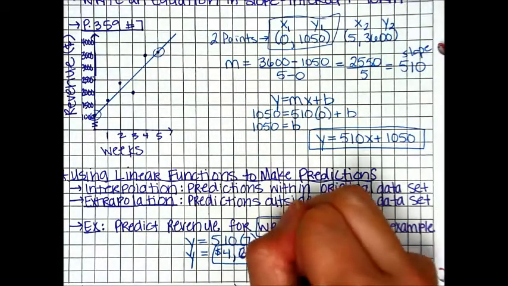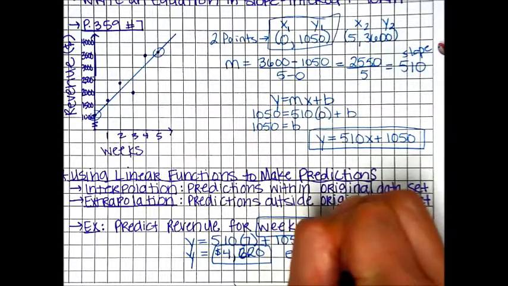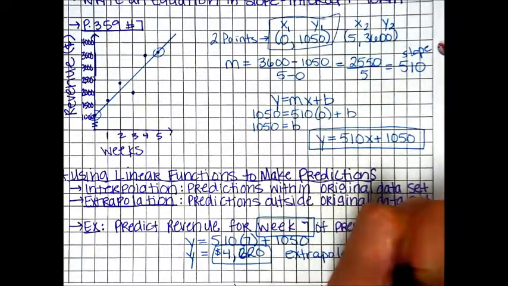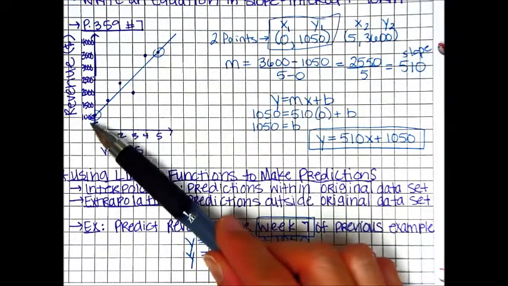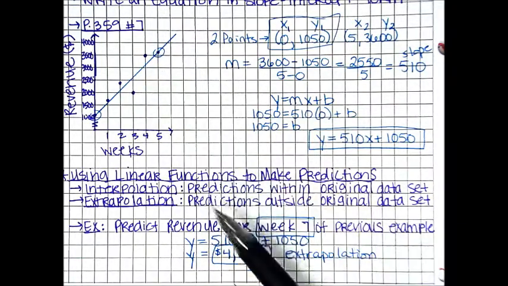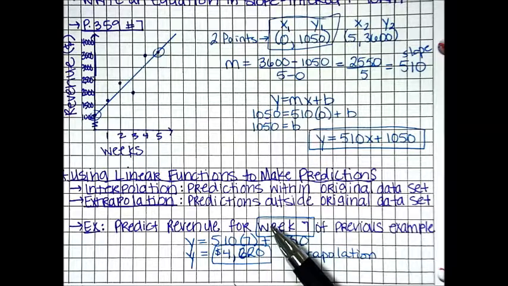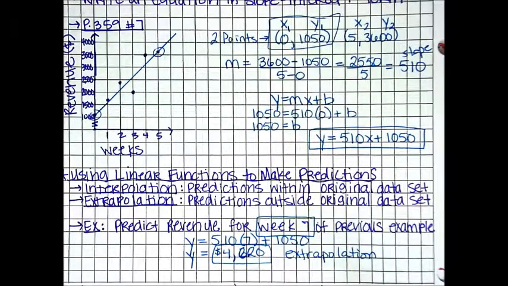Well, for this one, we would want to write down the word extrapolation, and here's why. You were given in the table in your book points from 0 to 5 weeks. So when they ask you for week 7, that's them asking you for something that is outside of the original numbers you were given in the table.